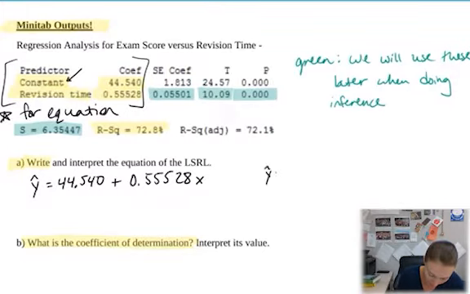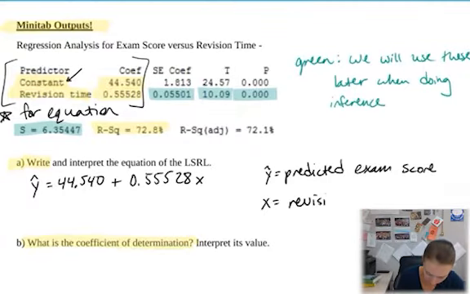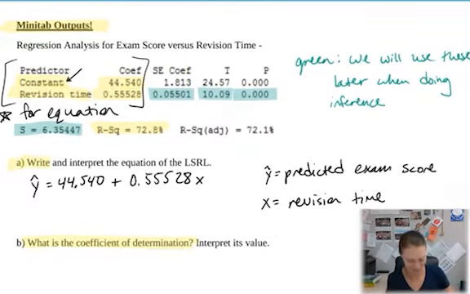So y hat is predicted exam score versus revision time. Actually, I think it's predicted exam score. I think my notes are wrong here. And x is revision time. I could have that backwards. I apologize if that's backwards. My notes are a little backwards right now.